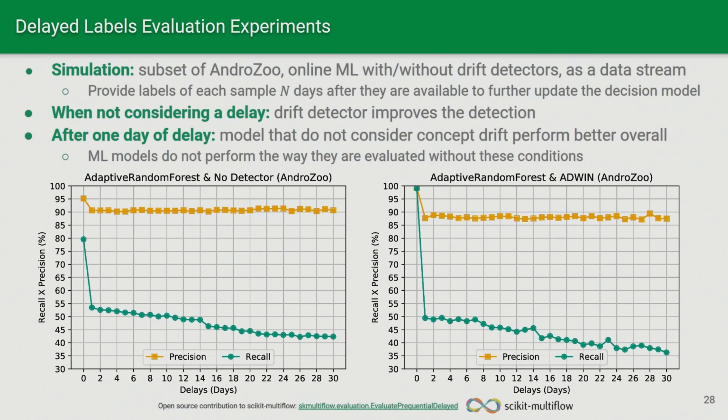By observing the results, when there is no delay, the algorithm with the drift detector improves detection with almost 100% recall and precision. So it seems like the ideal scenario. After a day of delay, the model that does not consider drift turns out to be better overall, indicating that the drift detectors are highly affected by delays. In practice, machine learning models do not perform as they are commonly evaluated without considering these delays in the labels.